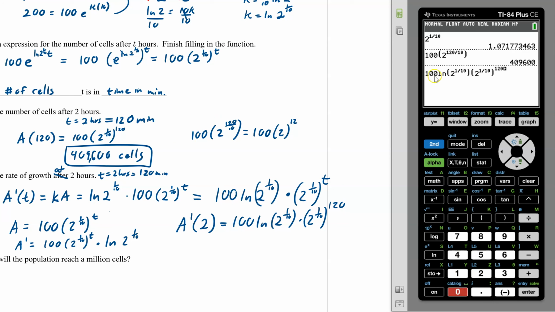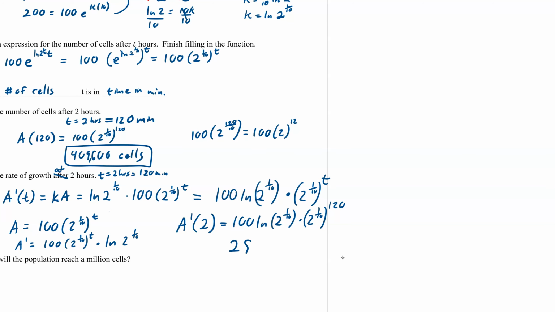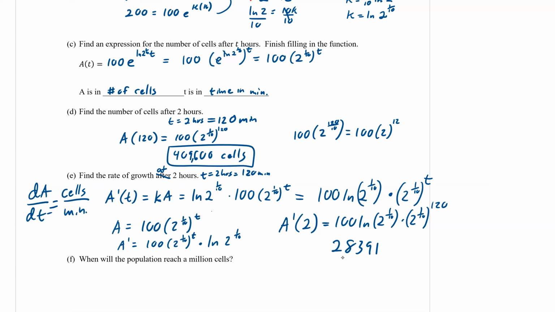All right, let's double check it. It's 100 natural log of 2 to the 1/10 times 2 to the 1/10 to the power of 120. And we get 28,391. So 28,391, and then we've got to put the units on there. That's what makes this important. Cells per minute.